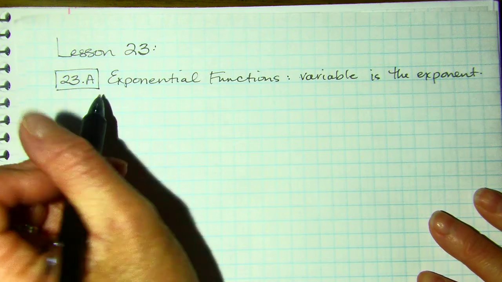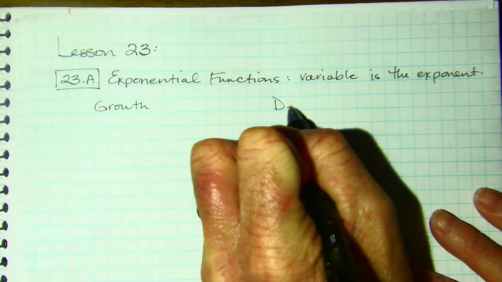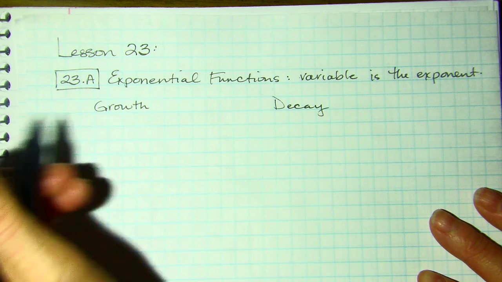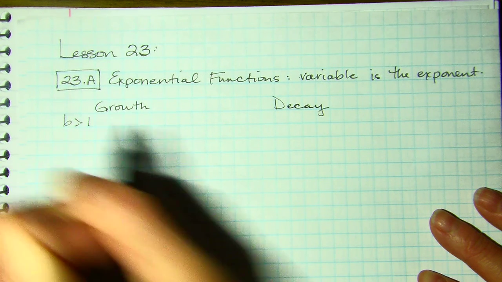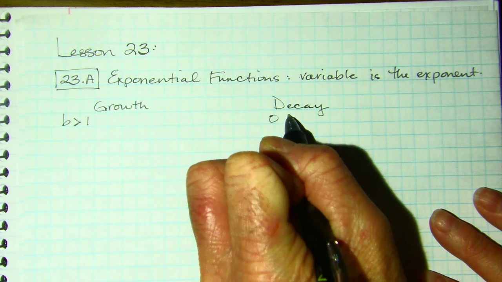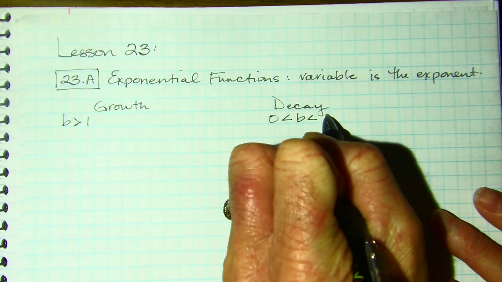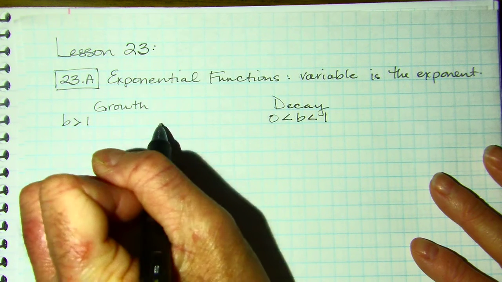Now there are two kinds, growth and decay. For a growth function, your base is greater than 1. In a decay function, your base is greater than 0 but less than 1. So decimal, fraction, and so on.